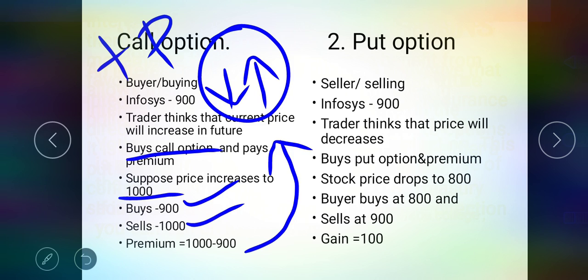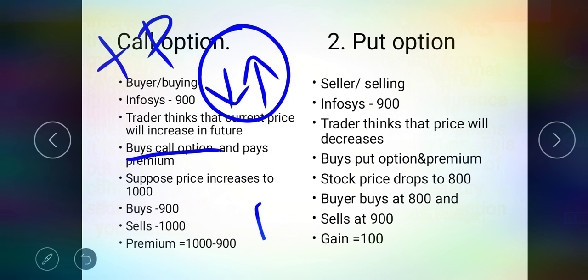If the stock price decreases below rupees 900 at the expiry date, then the call buyer will lose the premium paid to the call seller. This is about call option.